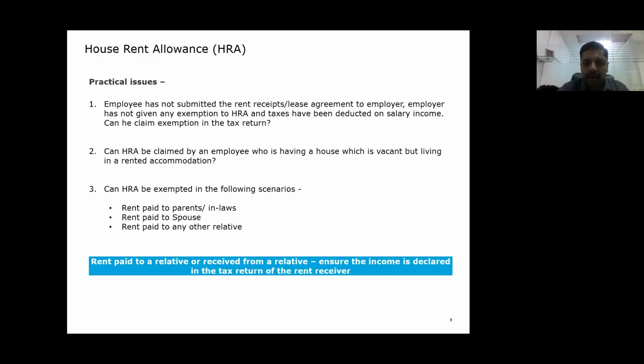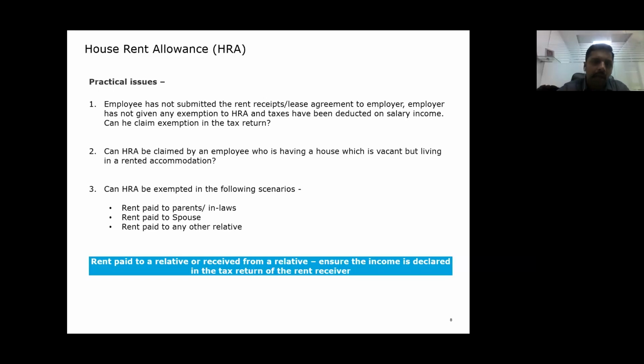Then rent paid to any other relative. Any other relative is also fine provided the rent paid is a fair rent. It should not be a hyped up rent or more rent than the fair market value. If those conditions are satisfied, then the exemption can be claimed. And another measure for rent paid to a relative is more for an employee to look into. If it is paid to a relative, ensure that the income is declared in the tax return of the rent receiver, that is the relative. In that way, if there is any question, we can substantiate.